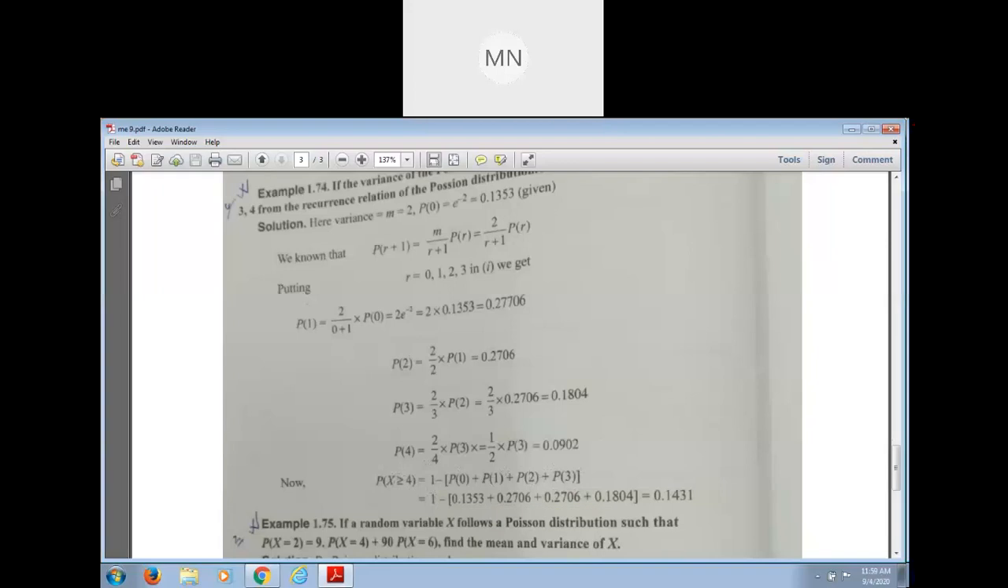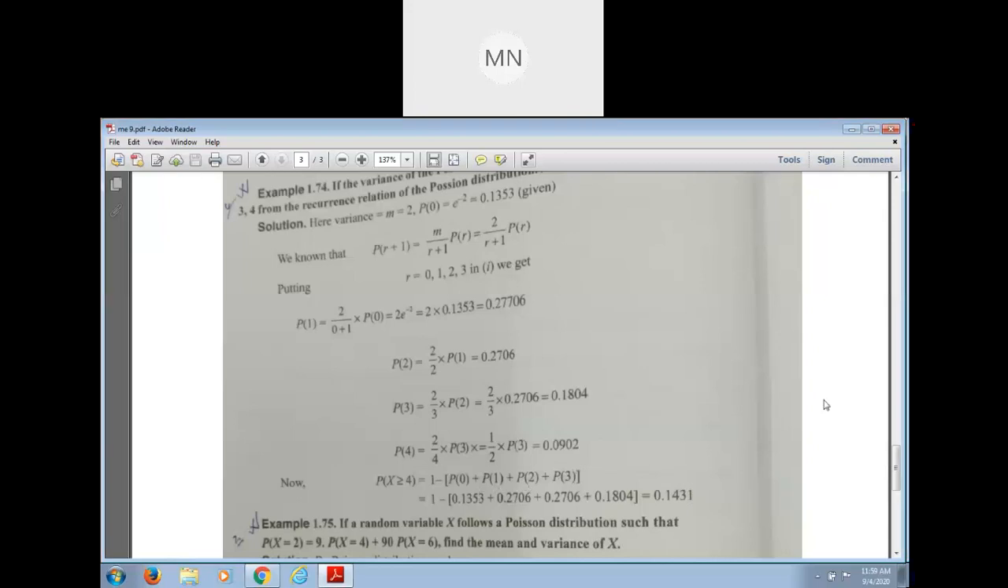Otherwise, what would it be? P of x greater than or equal to 4 means it starts from 4, then 5, 6, 7, 8, and it is not possible to find all those values. Therefore, there is an easy trick. We have already found the values for 0, 1, 2, and 3. To find that, first add all the values of 0, 1, 2, 3, and after that, subtract the sum from 1. Then you get the value of P of x greater than or equal to 4.